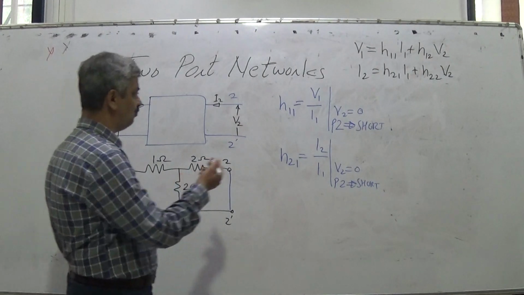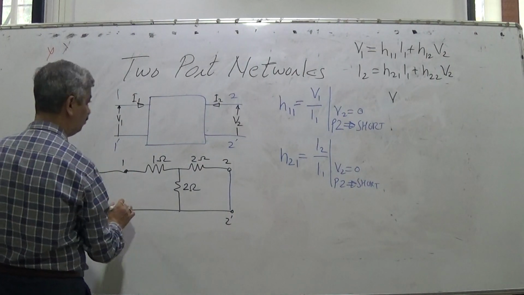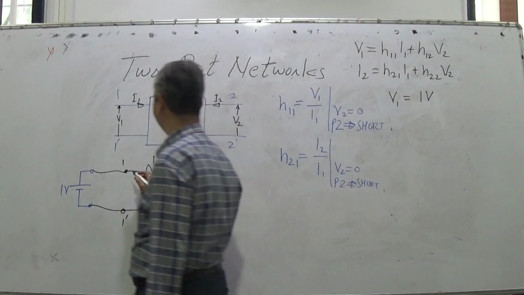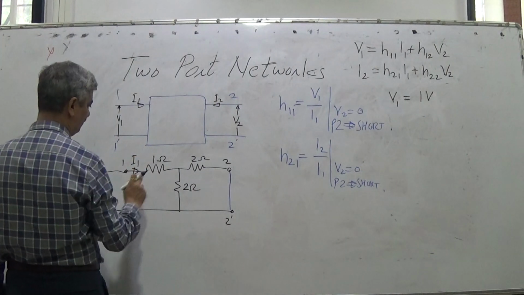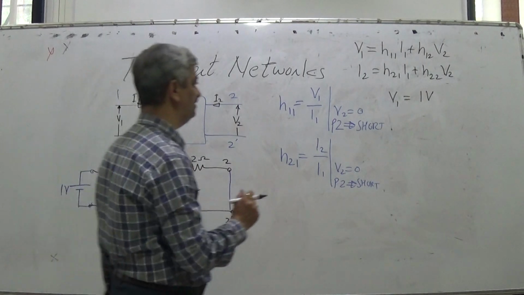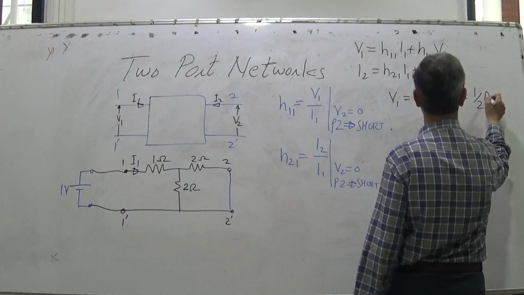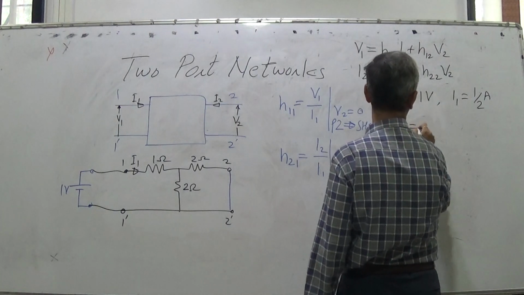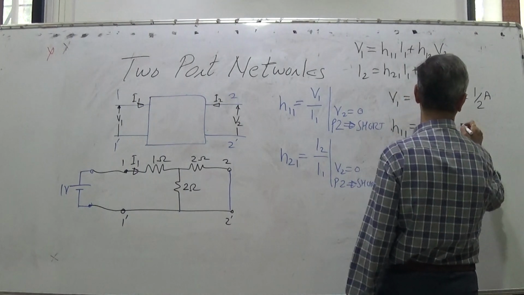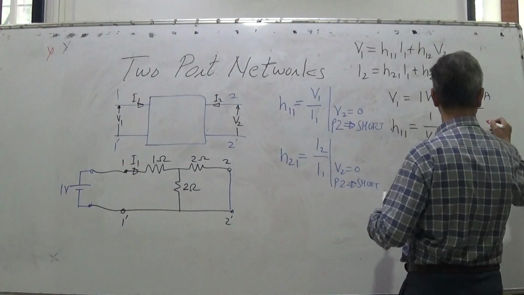So what is V1? I will connect this voltage source here. So V1 is equal to 1 volt. And what is I1? This will be I1. I1 would be 1 volt upon 1 plus this 1, that is 2. So I1 is equal to 1 by 2 amperes. So H11 is equal to 1 volt upon 1 by 2 amperes, that is 2 ohms. So H11 is 2 ohms, that is one answer.